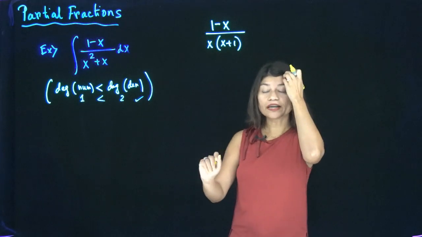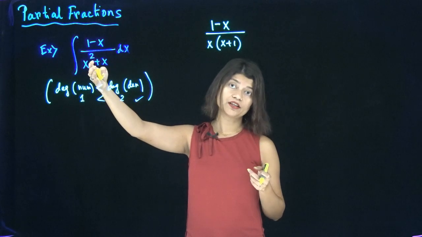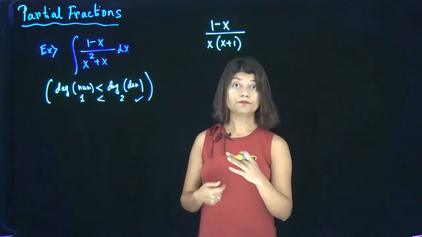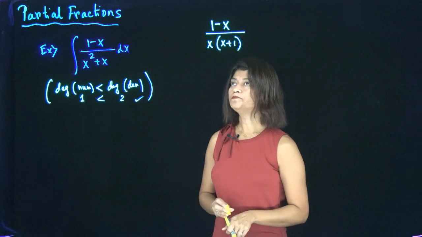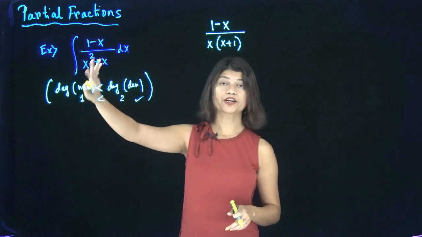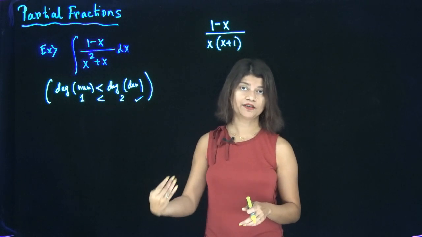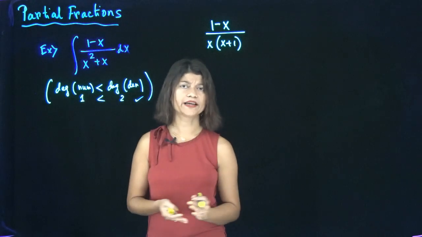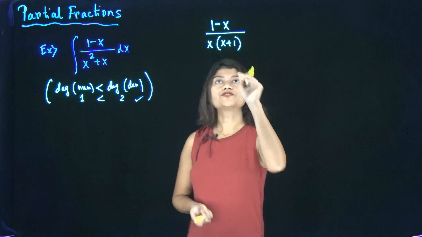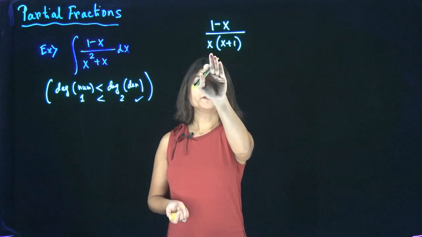If that is not the case, if the top degree is equal or greater than the bottom, you have to first divide them up, okay? Long division has to be done first to reduce the whole fraction into a situation where the degree of the top is less than the degree of the bottom. We'll do a problem like that in a separate video. Okay, so for now we are good, and we have these two factors.